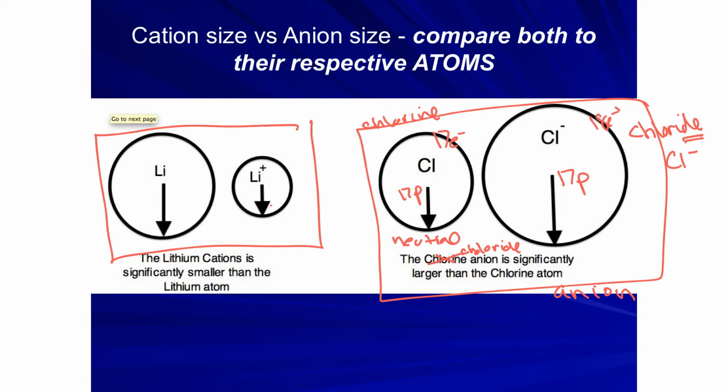And so I have 17 protons pulling on 18 electrons, and those electrons don't like each other. They want to try to be as far apart as they can. And so what's going to happen is it's almost like the chloride atom loosens its belt a little bit, and these electron clouds spread out a little bit. And so the anion becomes larger than the neutral atom that it came from.